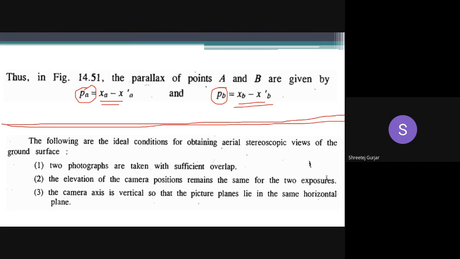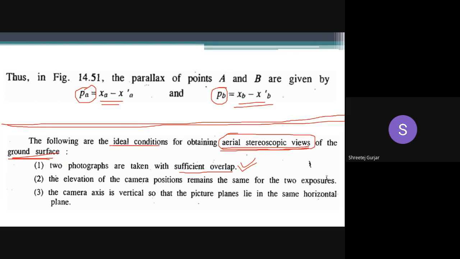Now, we are talking about aerial stereoscopic views, not parallax. If you want a proper aerial stereoscopic view of the ground surface, what do we need to take care of? The two photographs are taken with sufficient overlap. Sufficient overlap is always required. That is one ideal condition.